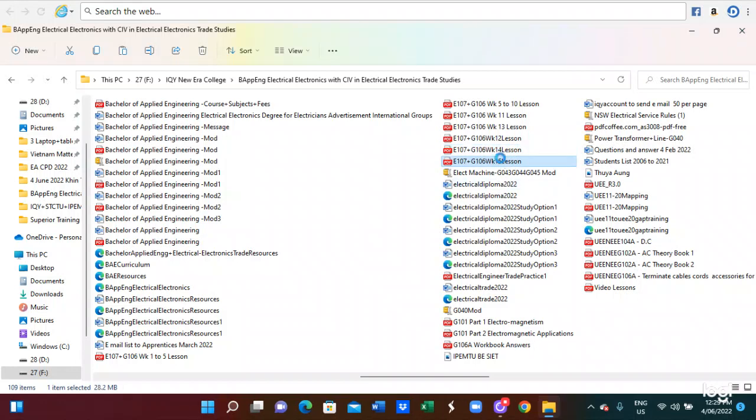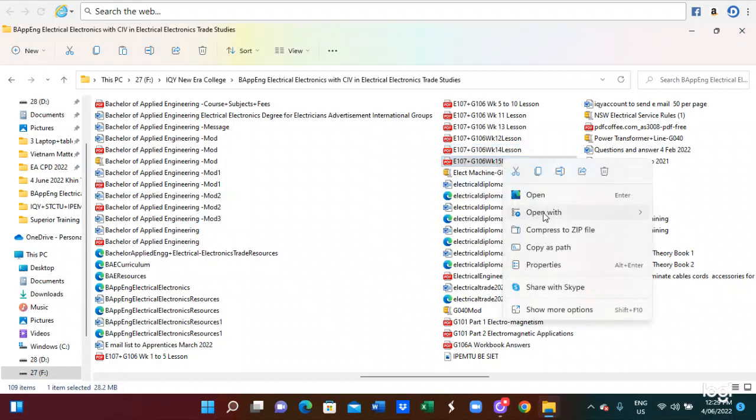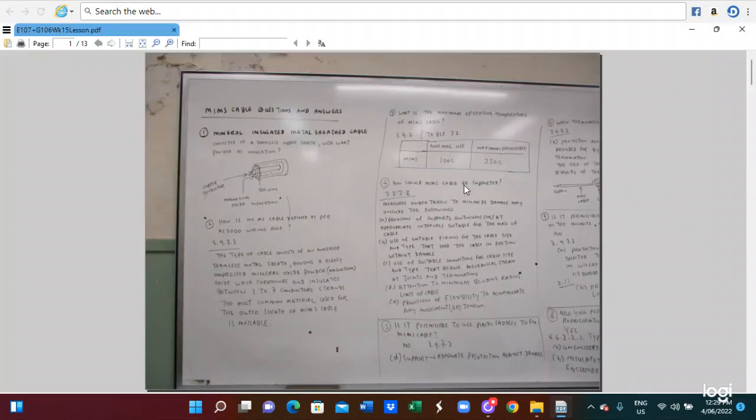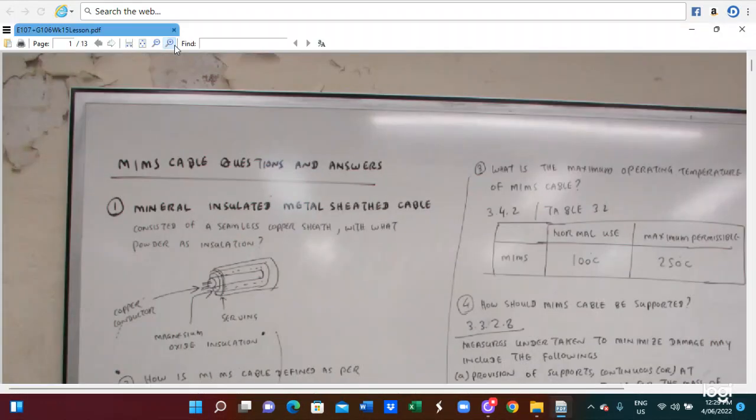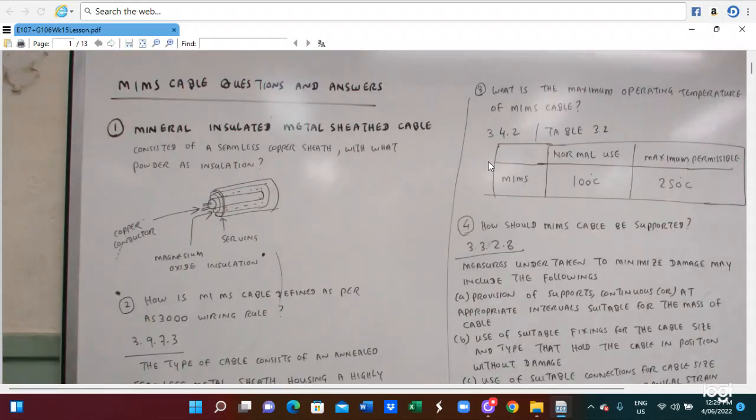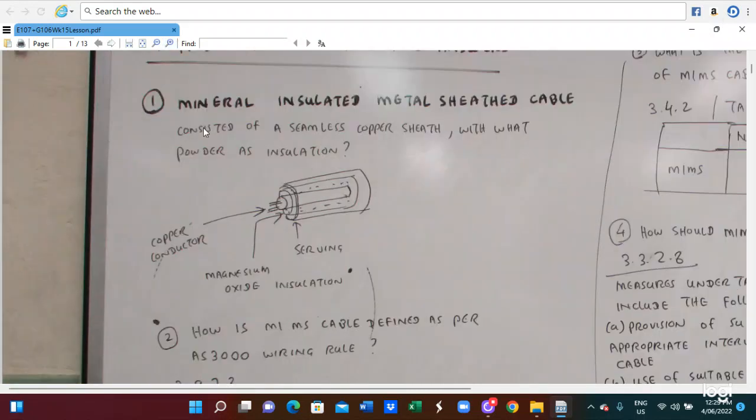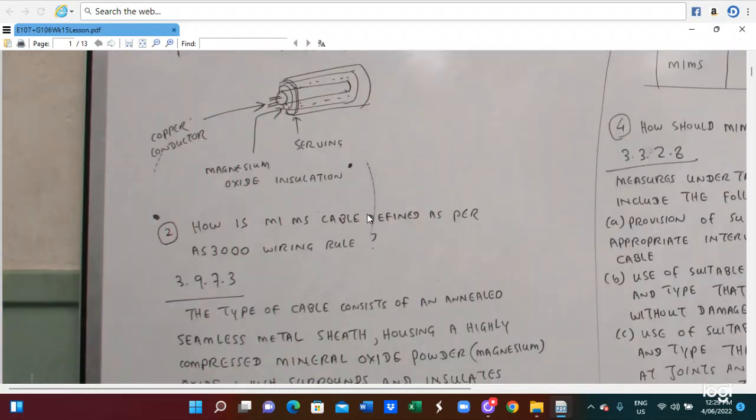The next one is e-lesson 15. This is the MIMS cable. Mineral insulated metal sheathed cable consists of a seamless copper sheath with powder insulation. We use a copper conductor, and magnesium oxide insulation is utilized.